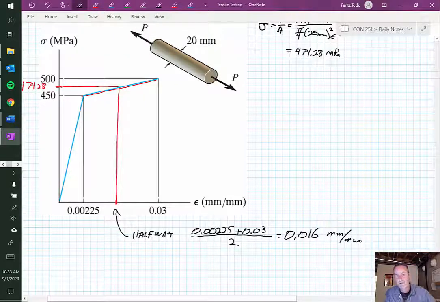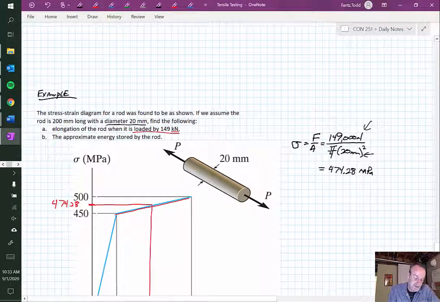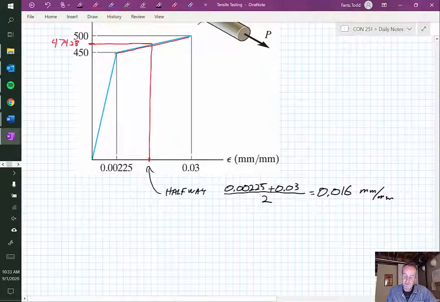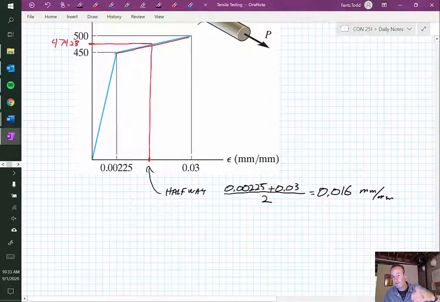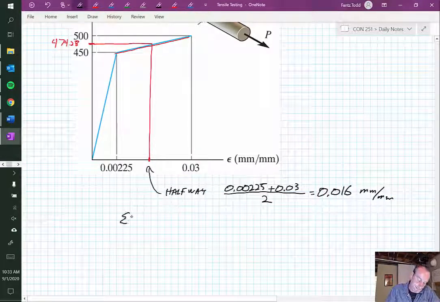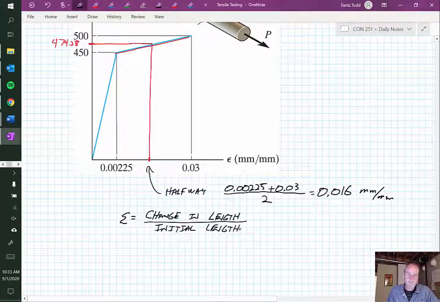Now, we can get the strain from the graph, but that wasn't the question. What did the question say? The question said, what is the elongation of the rod? Well, that means how much did it change in length? Well, this is 0.016 millimeters per millimeter of the original length, right? Because we said that strain is equal to our change in length over the initial length.